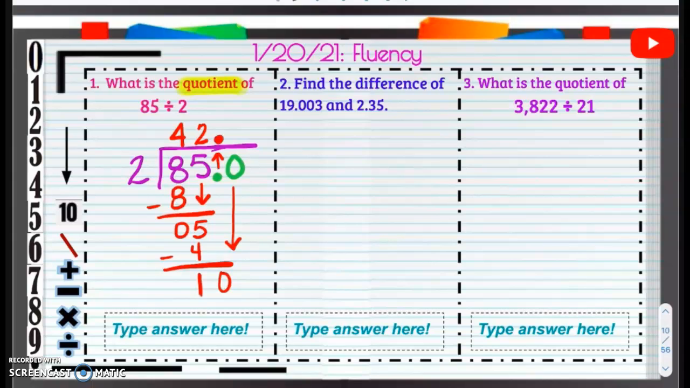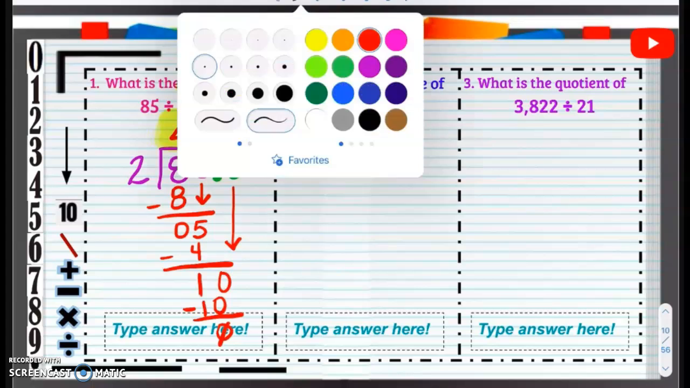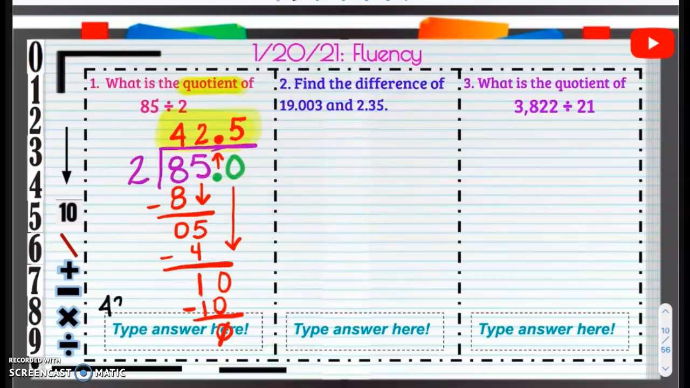2 goes into 10 5 times. 2 times 5 is 10. You subtract, you get 0. Now there's no more remainders and nothing else to bring down. So our answer is going to be 42 and 5/10, or 42.5. So that's our answer for that one. I guess I can put it 42.5. There we go.